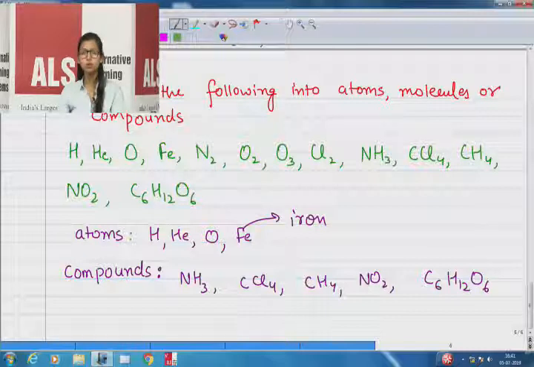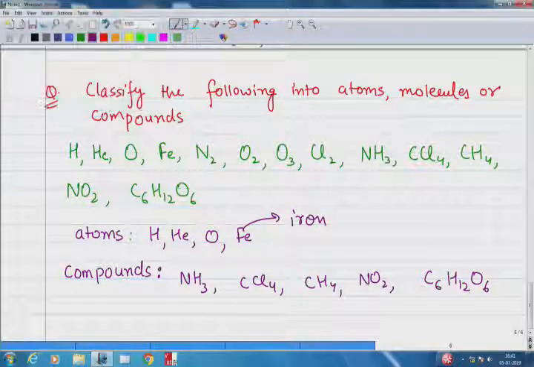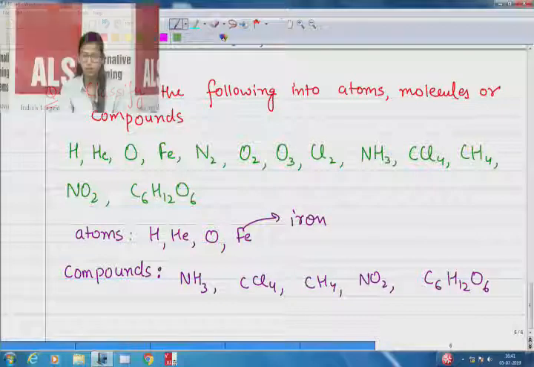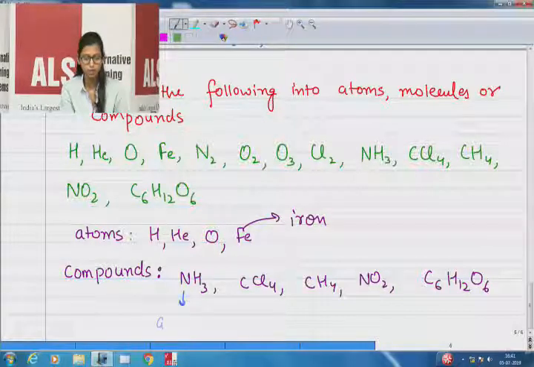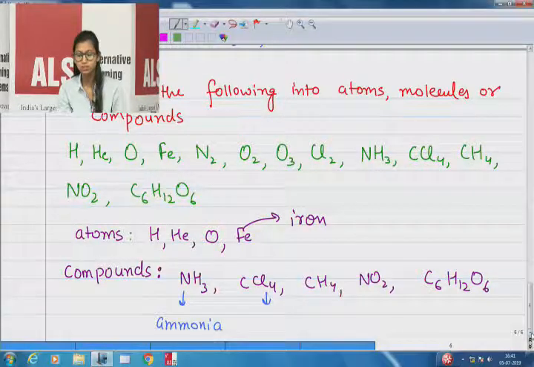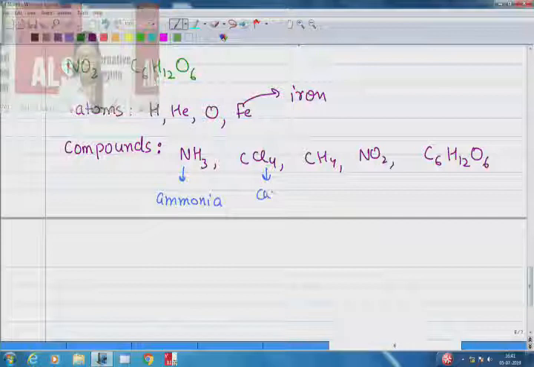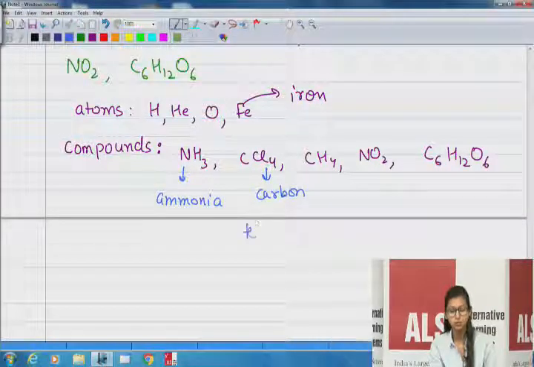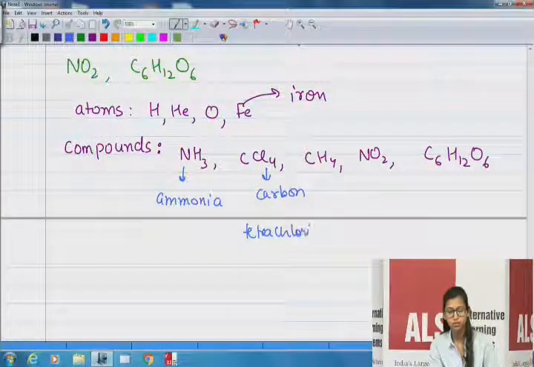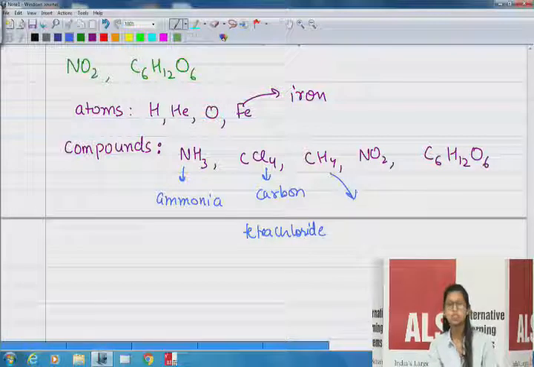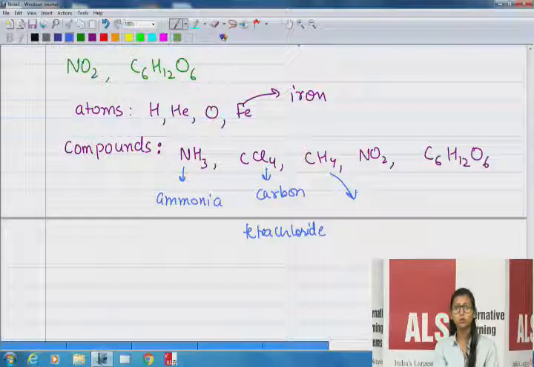Kohima Center, am I audible to you? Very good. So this is ammonia. Why are you taking so much time? This is ammonia. It's a gas. What is this? This is carbon tetrachloride. Carbon, 4 chlorides are there, na? So it's a carbon tetrachloride. What is CH4? This is a very famous organic compound. In organic chemistry, we will talk about it more.